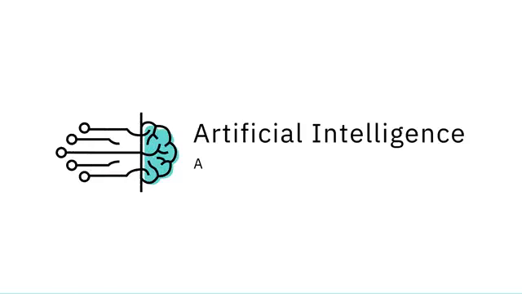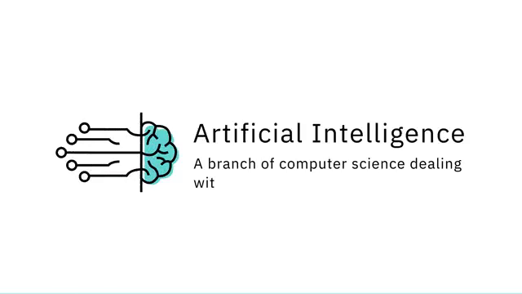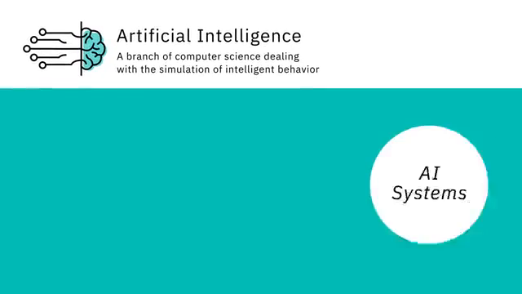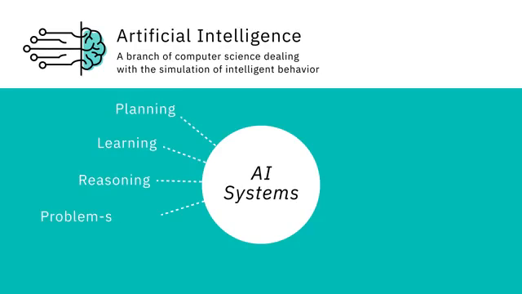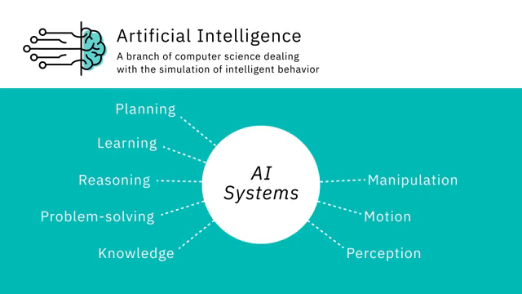Artificial intelligence is a branch of computer science dealing with the simulation of intelligent behavior. AI systems will typically demonstrate behaviors associated with human intelligence, such as planning, learning, reasoning, problem-solving, knowledge representation, perception, motion, and manipulation, and to a lesser extent social intelligence and creativity.